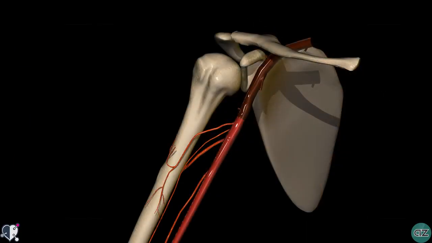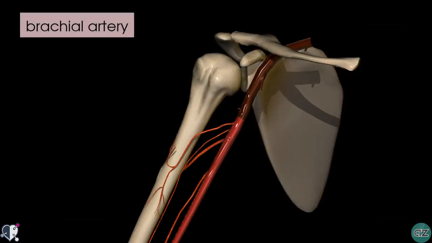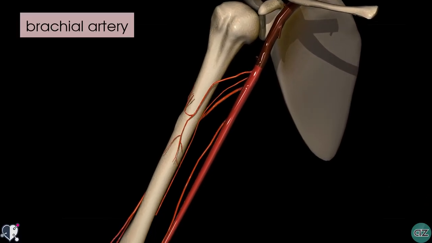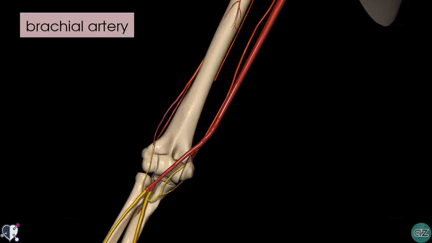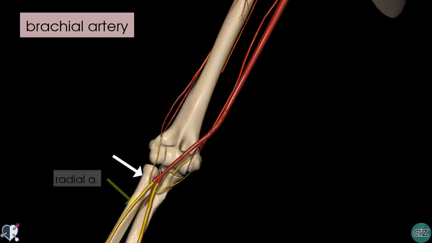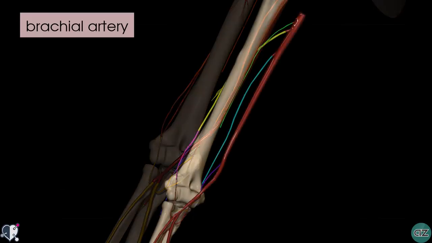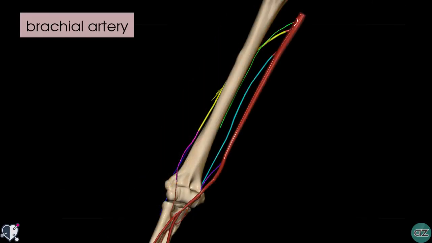The axillary artery then becomes the brachial artery at the level of the lower border of the teres major muscle, which marks the lower boundary of the axilla. The brachial artery runs down the arm to end at the level of the neck of the radius, where it then divides into the radial and ulnar arteries. The brachial artery runs a superficial course just below the deep fascia, and it gives off 4 branches.